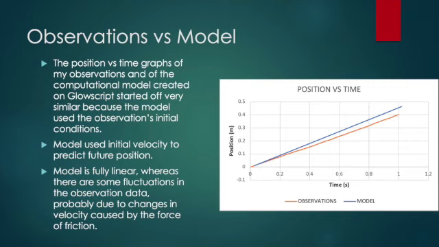And we can see that the model is fully linear, whereas there are some fluctuations in the observed data, probably due to changes in velocity caused by the force of friction with the actual observations, which were not reflected in the model because the model used a net force of 0.